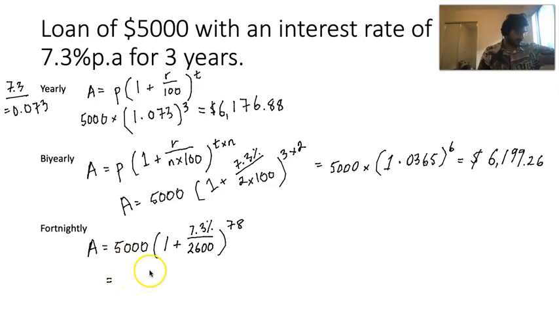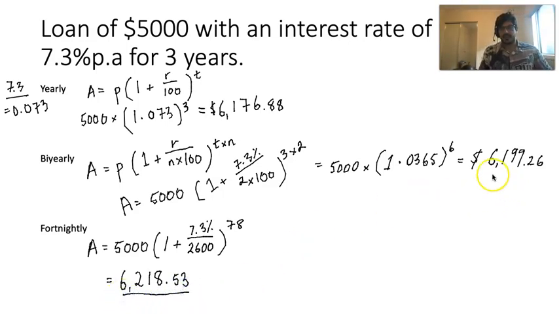We'll go 5,000 times 1.0028. So 7.3 divided by 2,600 is 0.0028, rounded to the nearest point, or close enough to the nearer number. To the power of 78 equals 6,218.53.